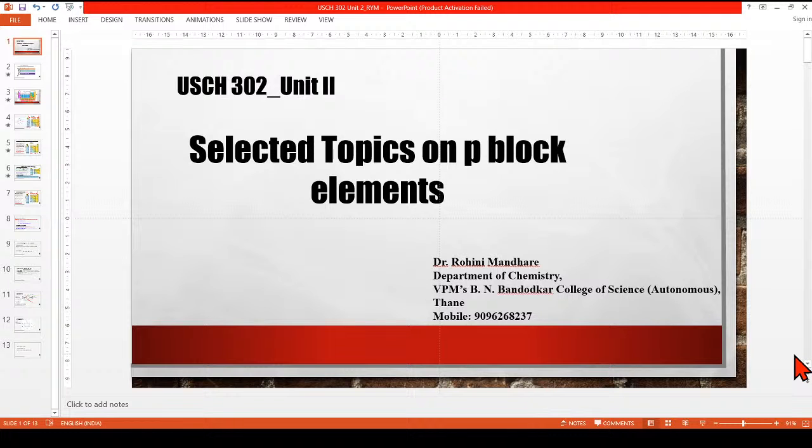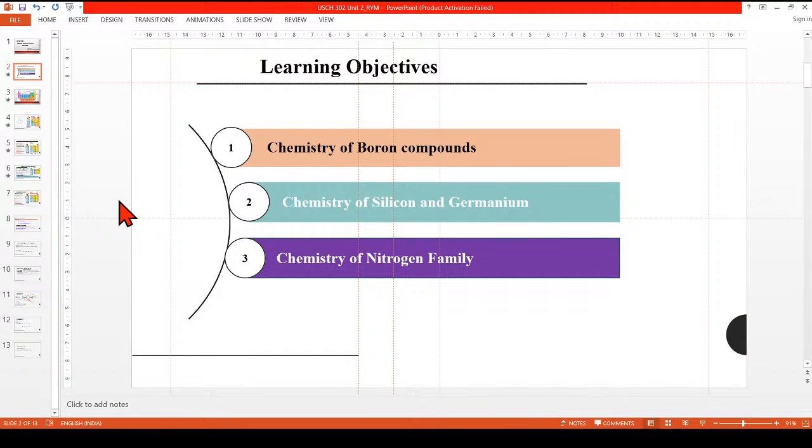This is USCH 302, meaning paper 2, unit 2, which is the inorganic chemistry part. In that you have selected topics in P block elements, and there are 3 subtopics in that unit. The very first is chemistry of boron compounds. Second is chemistry of silicon and germanium and their compounds. And third is chemistry of nitrogen family elements.